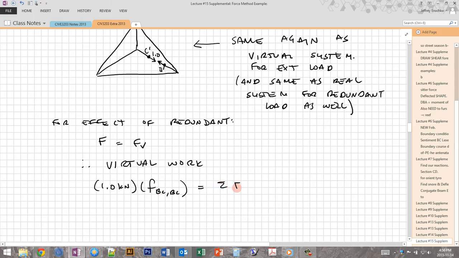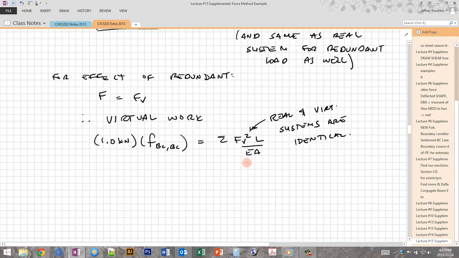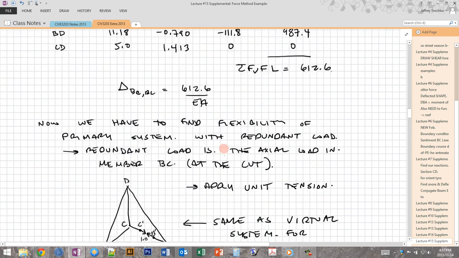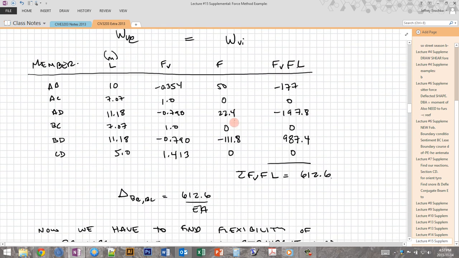It's going to be equal to FV squared times L over EA. So FV and F are identical, and F equals FV, so F times FV is the same as FV squared. So we already found all those forces, and they're actually already listed in this table up here. So the smart thing to do would be to just add another column to this table that was, instead of FV FL, it's FV squared L.